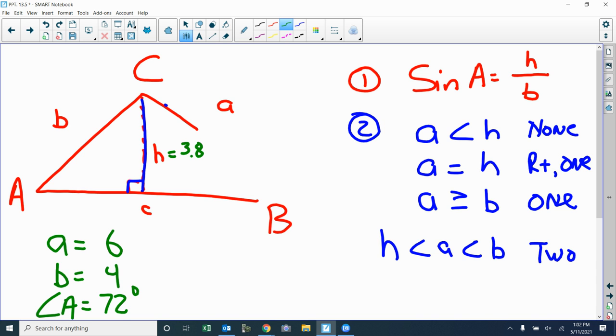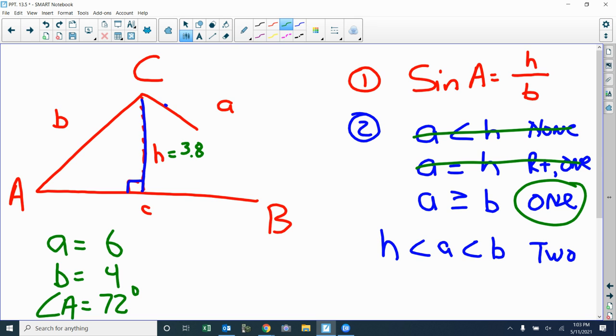No, height is not greater than A because the height is 3, 8, and 8. So that will eliminate that. Are they equal? Are A and the height equal? No, it's not a right. Is A greater than or equal to B? Is A greater than B? It is. So guess what? This is one triangle. Okay? Make sense? That's how you're going to do all of these.